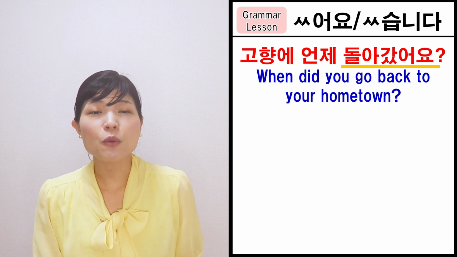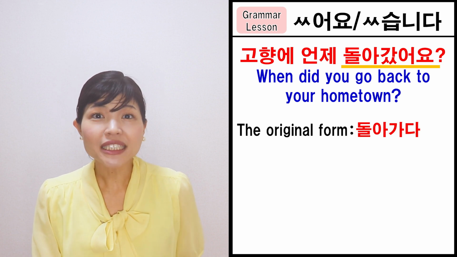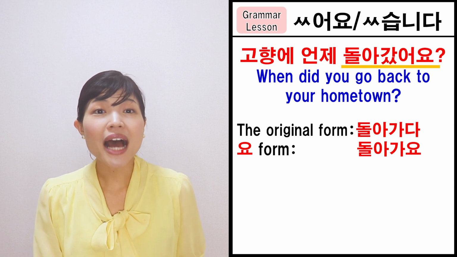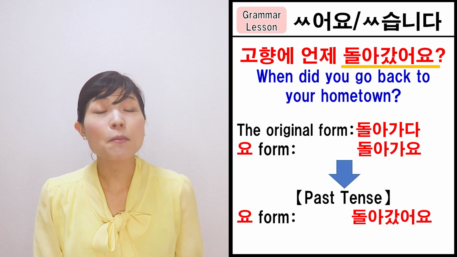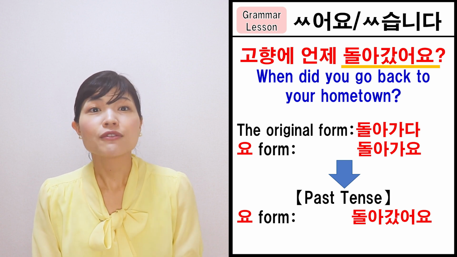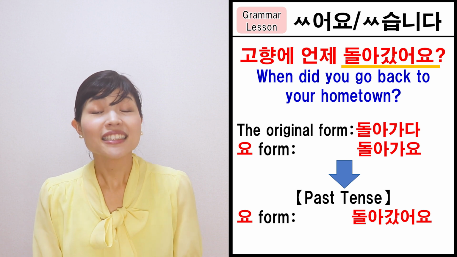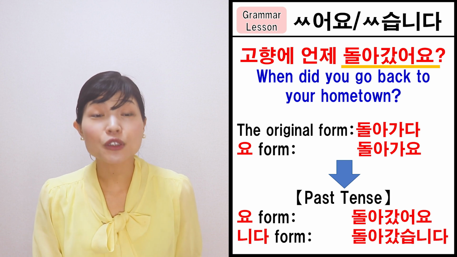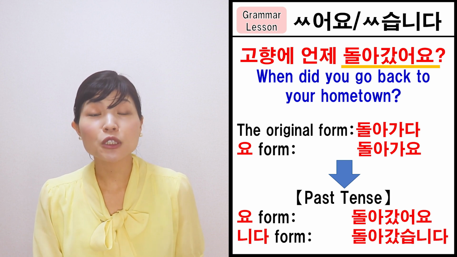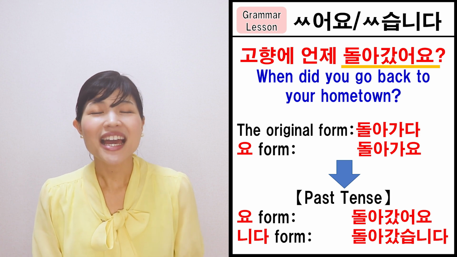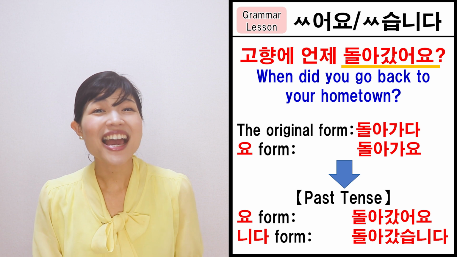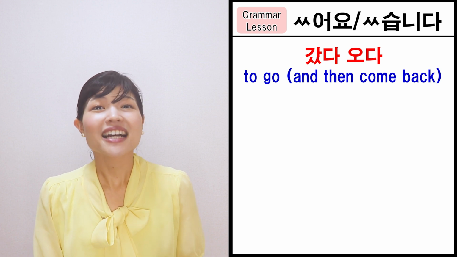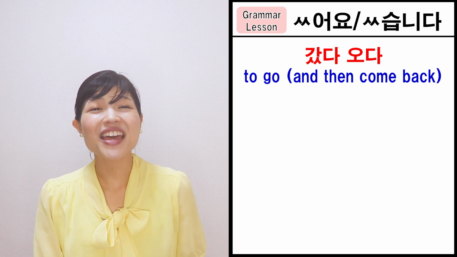Here, let's focus on the word 돌아갔어요. The original form is 돌아가다. So, the 요 form is 돌아가요. When you make this sentence in the past tense, you remove 요 from 돌아가요 and add 었어요, and it becomes 돌아갔어요. If you want to use the past tense of the 니다 form, you remove 요 from 돌아가요 and add 었습니다, and it becomes 돌아갔습니다.